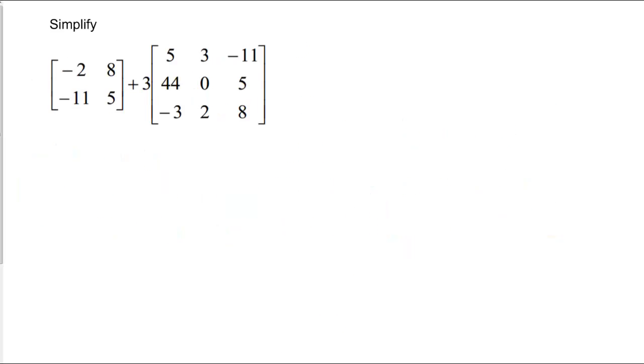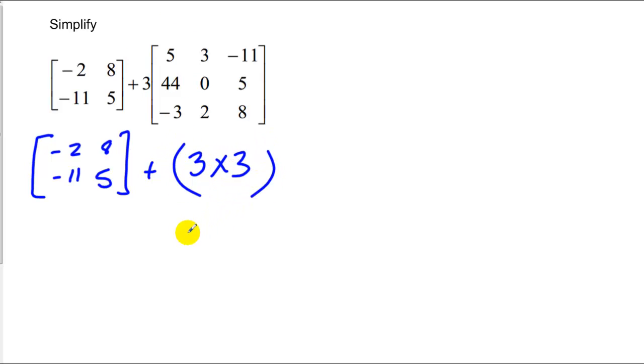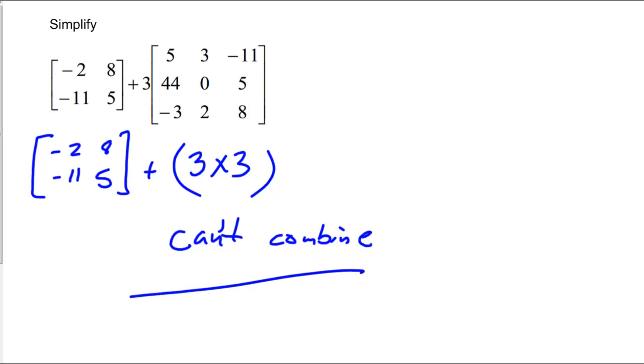Now in this case, you'll notice if I do my scalar multiplication, here I have a 2 by 2. In doing my multiplication, you'll notice I'll have a 3 by 3 as a result, and I can't combine these two because I don't have the same dimension.